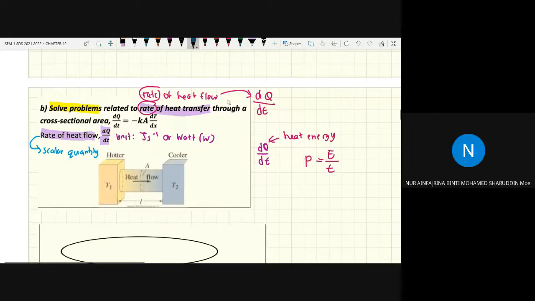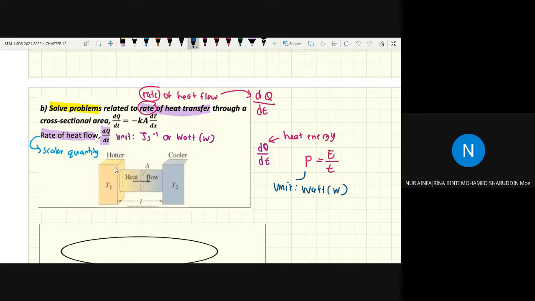Power. Very good. It is power. And we know the unit for power is watt. That is why heat energy over time is actually power, so its unit is watt. Okay, that's all.